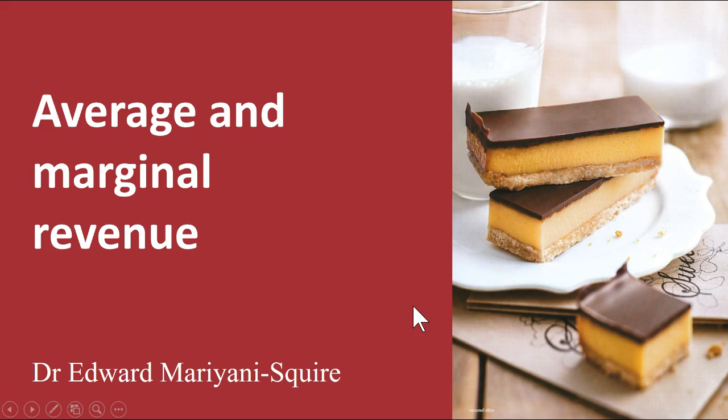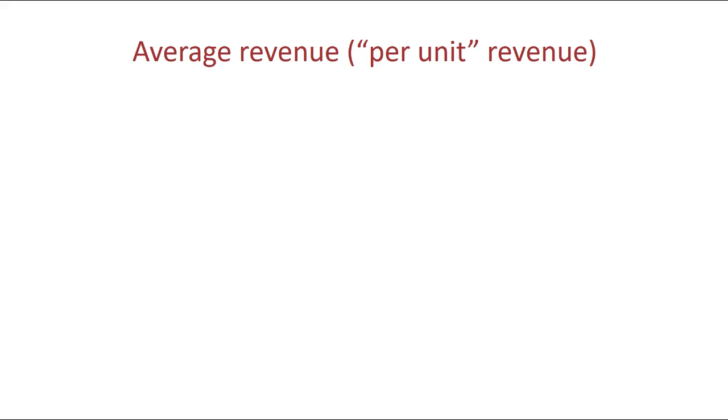We've seen total revenue, but now let's look at average and marginal revenue. First, let's look at average revenue, or revenue per unit of output sold. The first thing to note about average revenue is that it's simultaneously the price of the product.